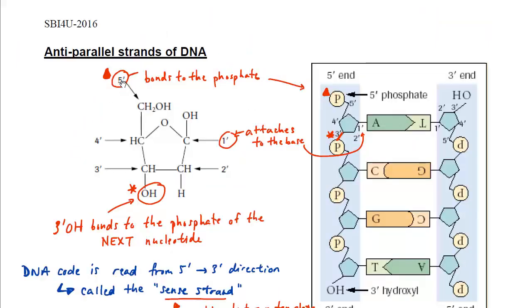So again, you've got the 5' carbon. This is where you're going to bond the phosphate. You can see that here. You've got the 1' carbon, and that's right here where you're going to bond the base, and that's on every single one of these sugars. And then you've got the 3' carbon with the open hydroxyl group.